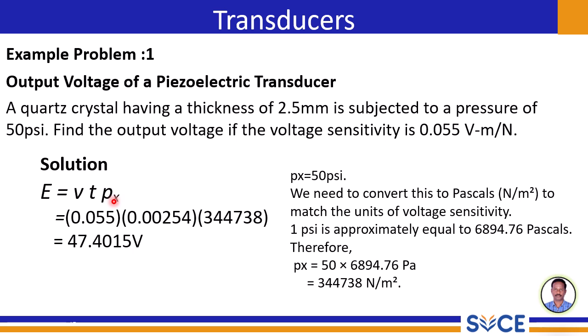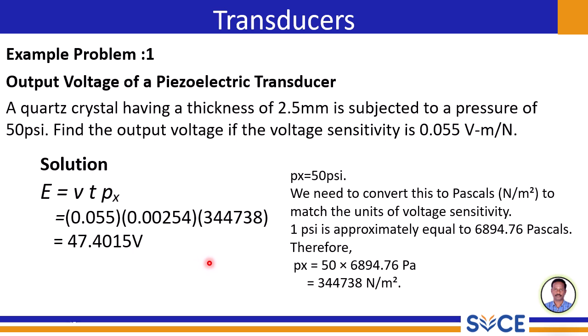Applied pressure is P of x, it is 50 psi. We need to convert this into Pascal to match the unit of voltage sensitivity. So 1 psi is approximately equal to 6894.76 pascals. Therefore, P of x equals 50 times 6894.76. Hence, the pressure is 344738 that we can substitute here. Voltage sensitivity is directly given in the question, 0.055. So, while substituting and multiplying in the calculator, we get the output voltage as 47.401 volts.